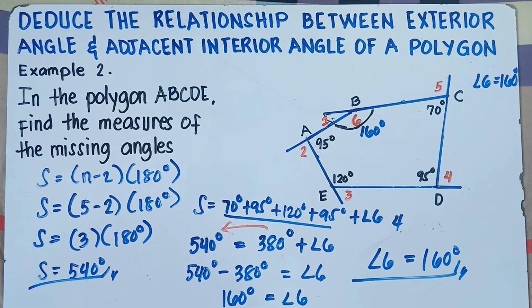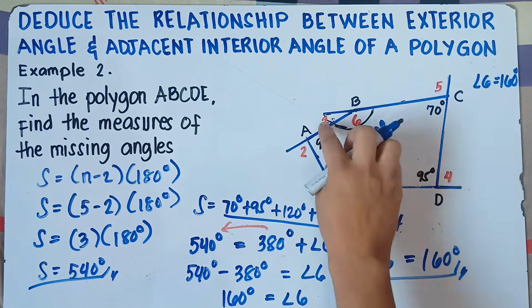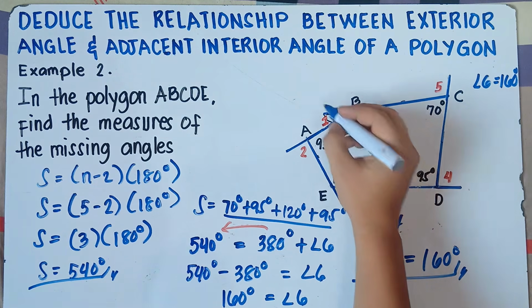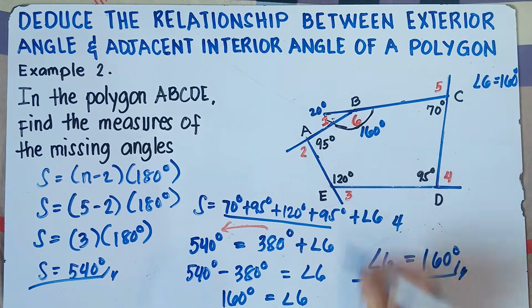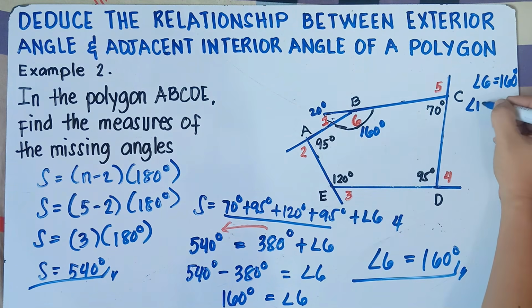So what is lacking, class? What would be angle 1? That's correct. Angle 1 should be 20 degrees. So angle 1 is 20 degrees.